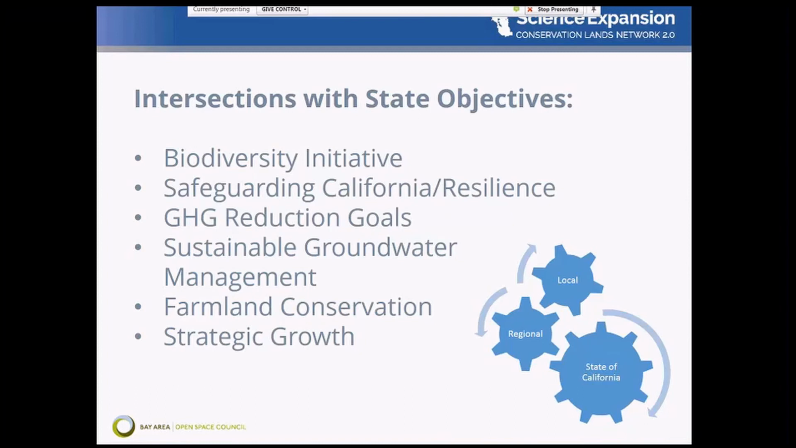How can we help the local implementers intersect with state objectives with respect to all of these efficiently and really help everybody achieve their goals. So that's one of our priorities going forward.